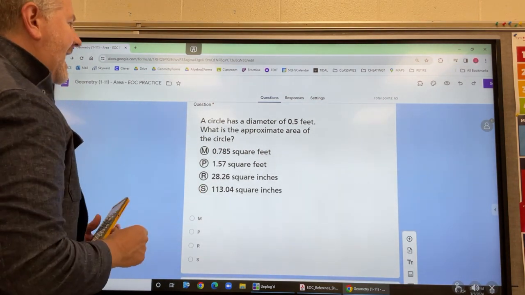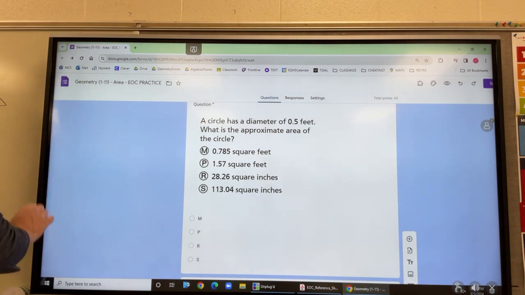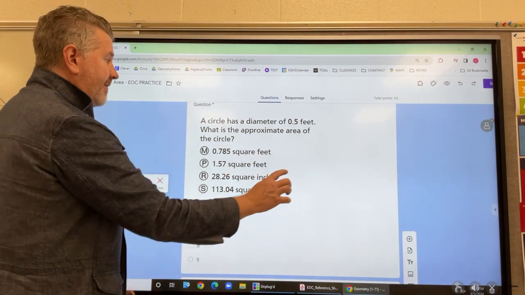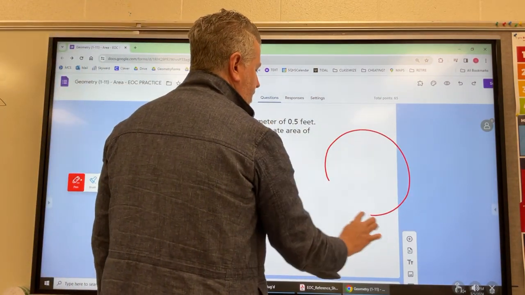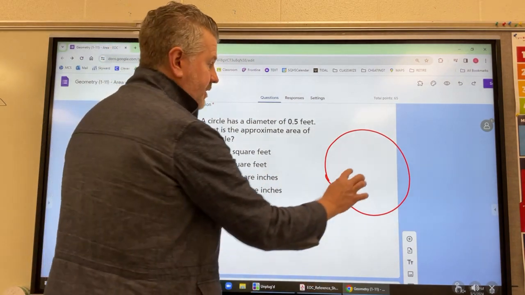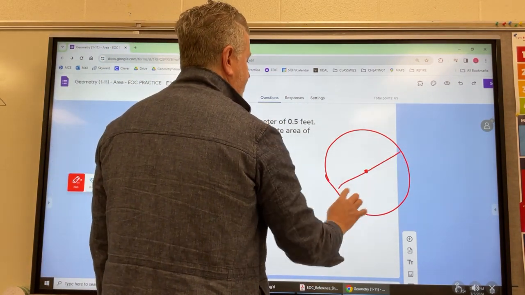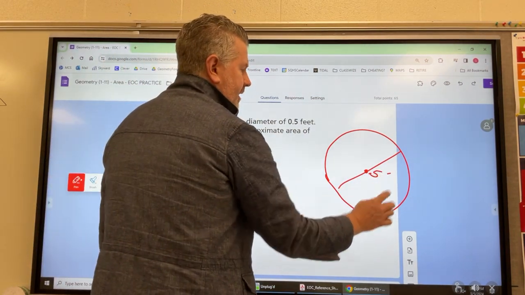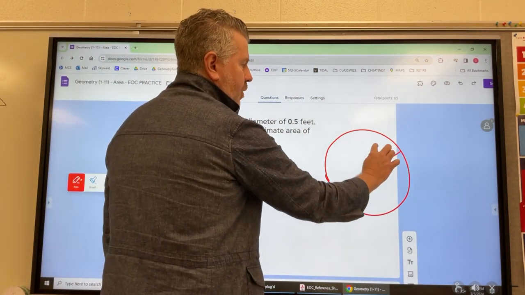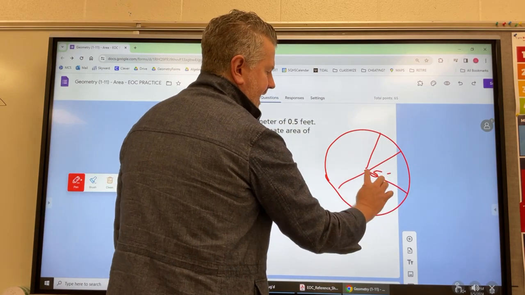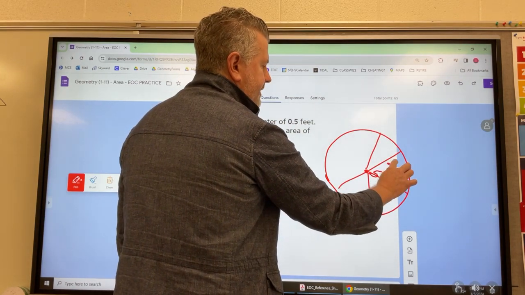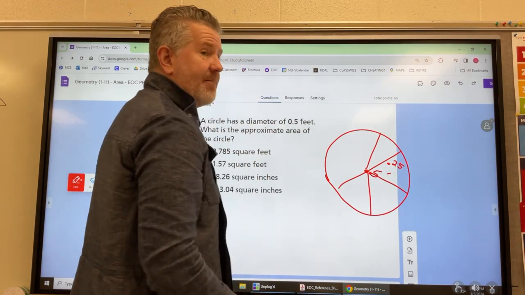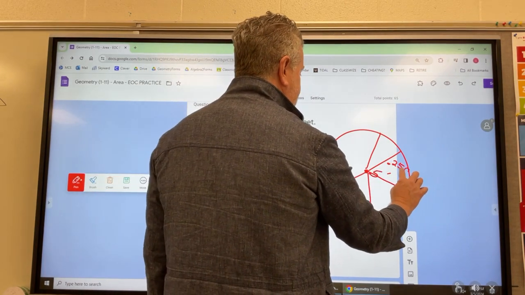A circle has a diameter of 0.5 feet. What is the approximate area of the circle? So if the circle, we're dealing with flat figures now, two-dimensional figures, has a diameter of 0.5 feet, what is the radius, which is of course what we need? All radii are equal, they're all 0.25. You just divide the 0.5 by 2, and that's in feet.